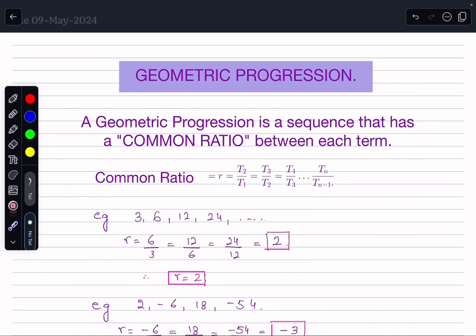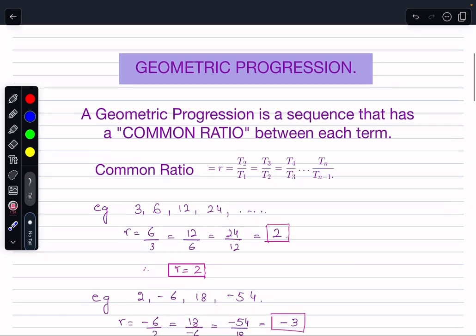Example, if a series is given as 3, 6, 12, and 24, then I can see that my common ratio is T2 by T1, which is 6 divided by 3, T3 by T2, which is 12 divided by 6, or T4 by T3, which is 24 divided by 12. For all the ratios, 6 divided by 3 is 2, 12 divided by 6 is also 2, and 24 divided by 12 is also 2. Therefore, the common ratio here is equal to 2.